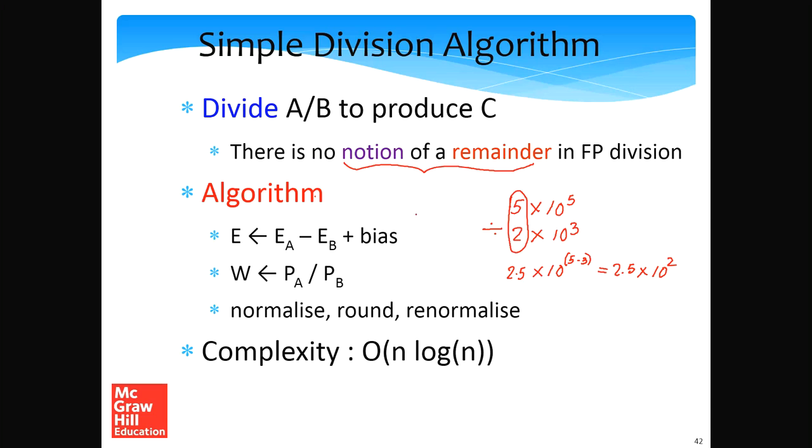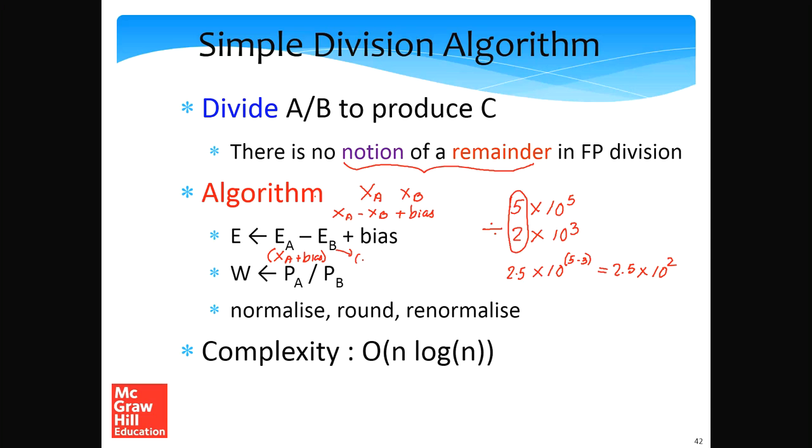So let's first take a look at subtracting the exponents. Let xa and xb be the real exponents. They are represented in their biased form. So if we are dividing a by b, we need to compute xa minus xb. Since they are being stored in the biased form, they will be stored as xa minus xb plus bias. So recall that EA is XA plus bias.